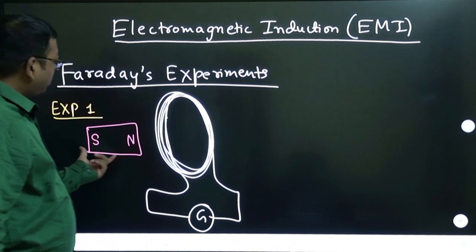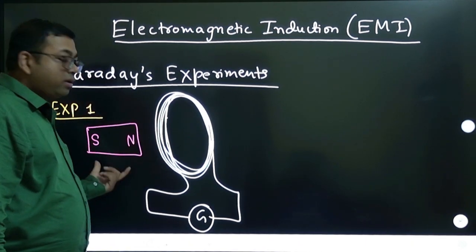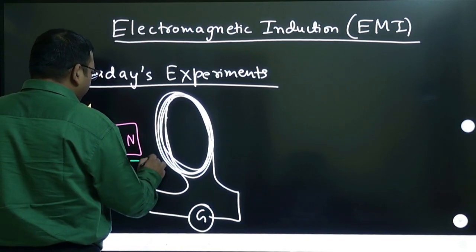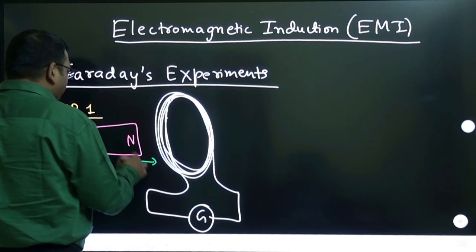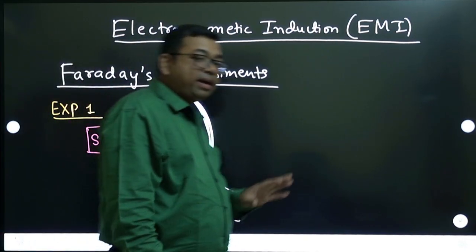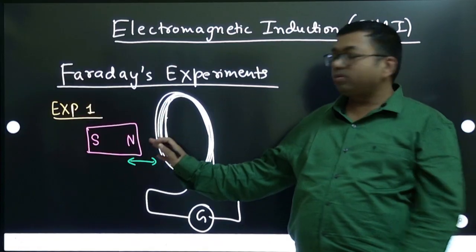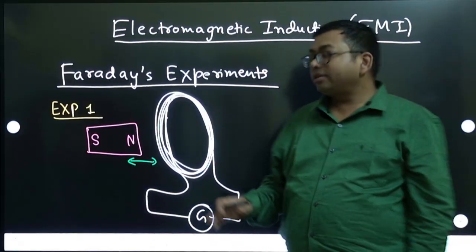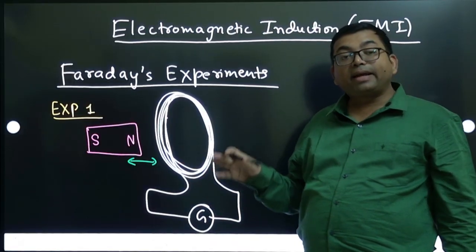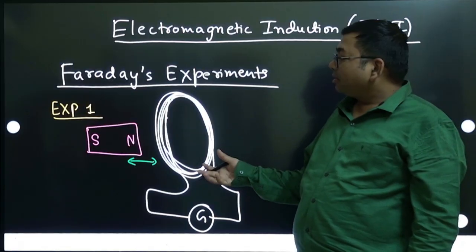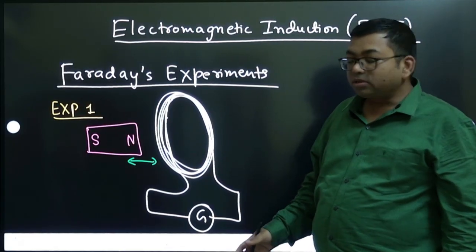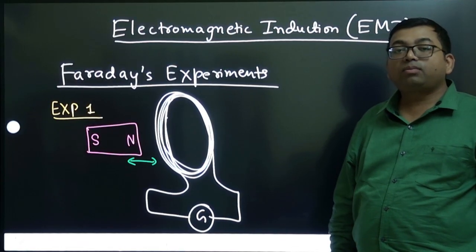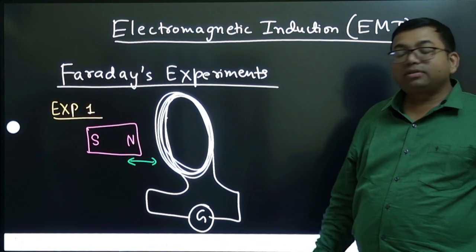So there is a magnet which has a north pole and a south pole. This magnet is moving relative to this coil. You can move the magnet towards the coil, or away from the coil, or you can keep the magnet stationary and move the coil towards or away. So this relative motion should be there. When there is relative motion between a coil and a magnet, there will be current produced. How do we know current is produced? Because there will be deflection in the galvanometer. So this is the first experiment.